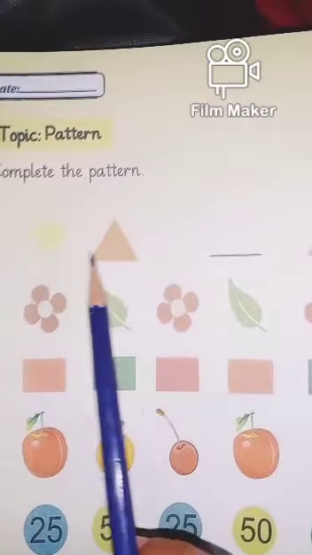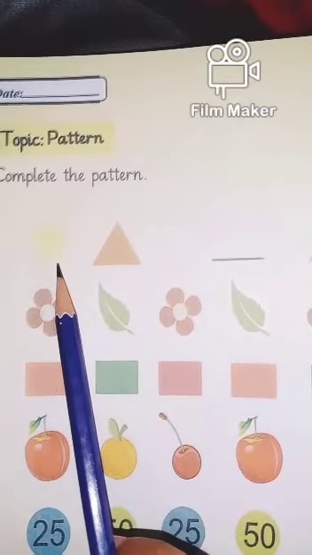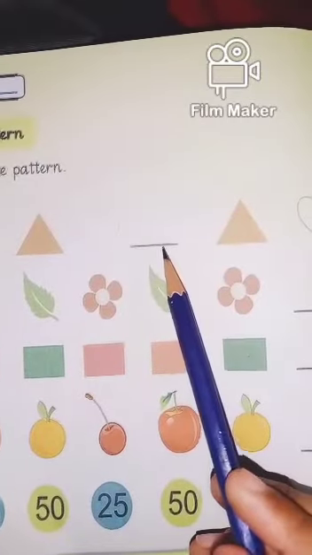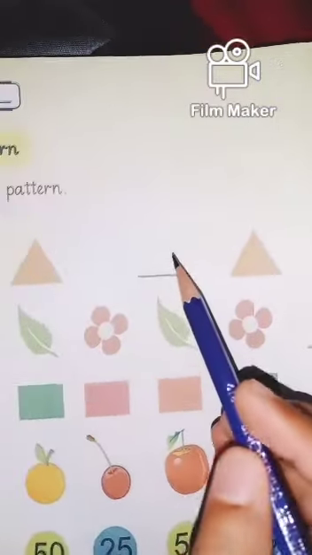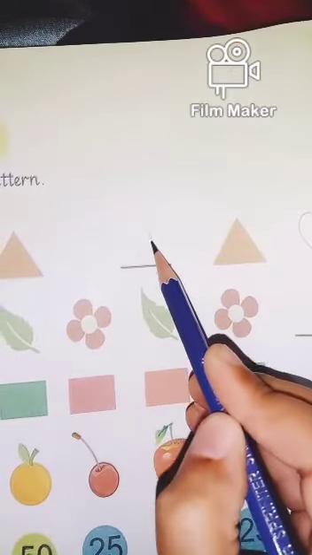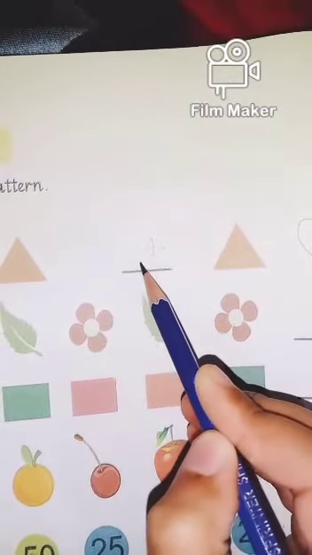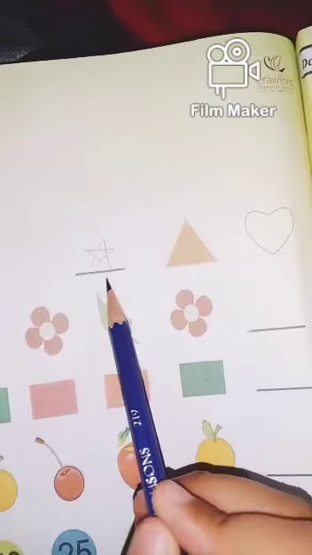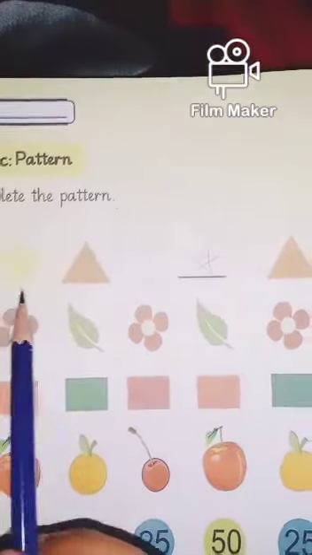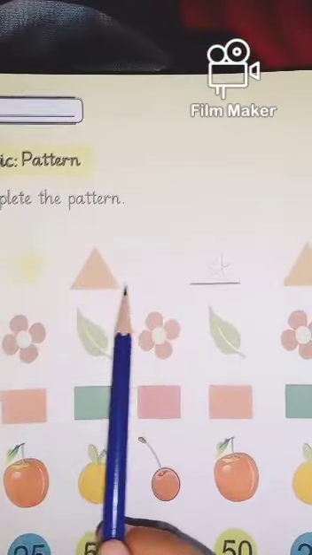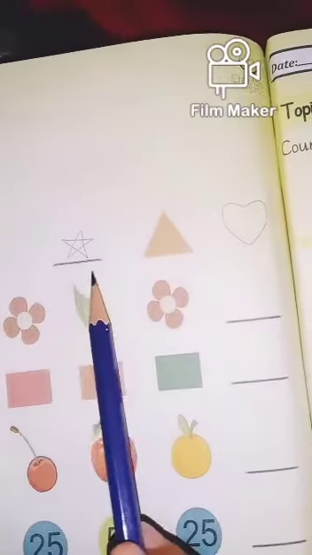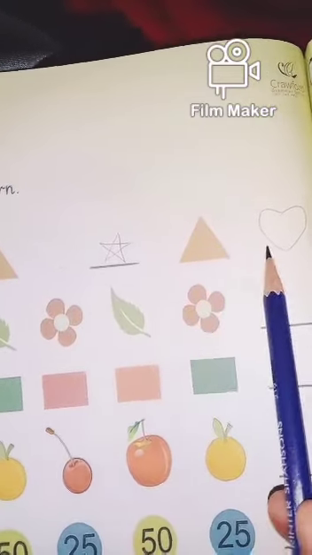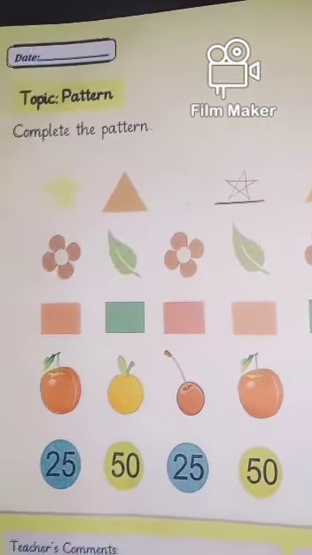Look at this sort. Heart, triangle, star, star, triangle, heart. This is a sort. Which is missing? Yes, star. So we draw a star. Yes, now the sort is complete. Star, triangle, heart. First sort, star, triangle, heart. Now we complete the sort, star, triangle, heart. Now move on to the next sort.